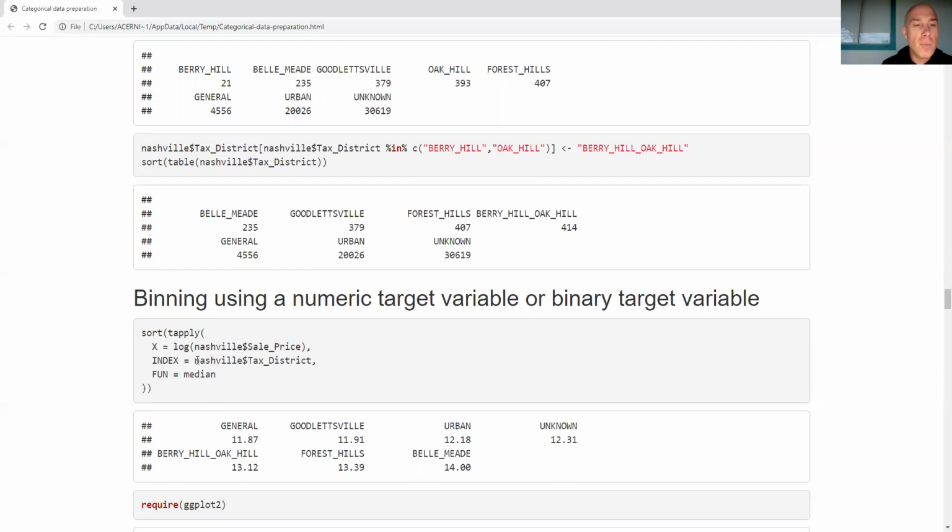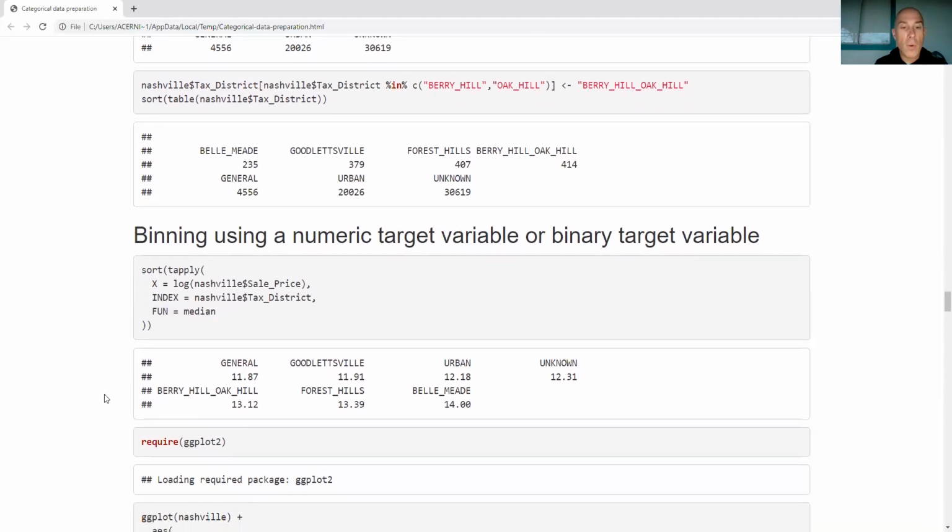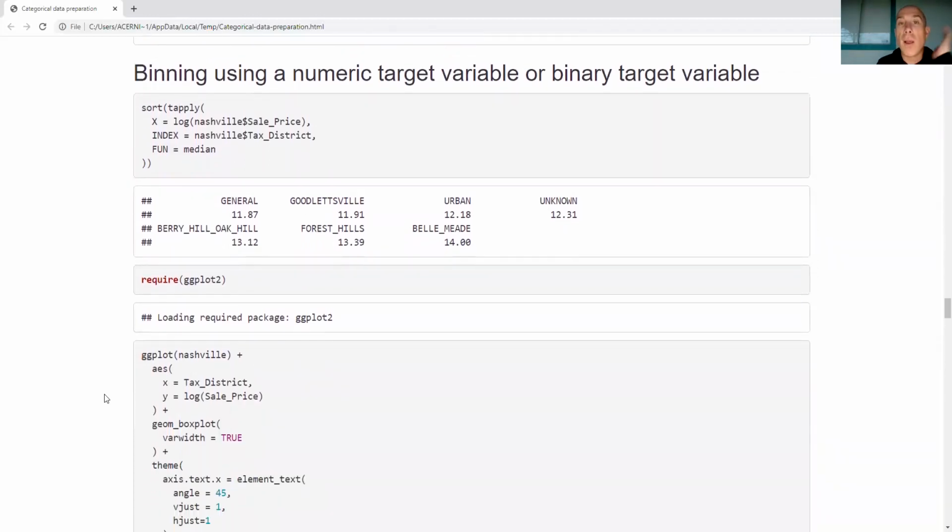All right, so in the modeling, I would be using the log of sales price, and I want the conditional average of log sales price by tax district, taking the median, and I went ahead and sorted it so that I can know what's going on. Here we can see that General has the lowest median log sales price, then Goodlettsville, then Urban, Unknown, Berry Hill, Oak Hill, Forest Hill, and Belle Meade. Okay, so at this point, one thing I like to do is look at box plots.